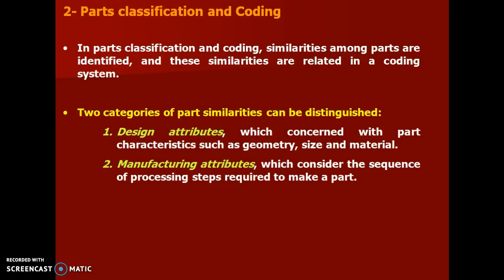So here, similarities among parts are identified and these similarities are related in a coding system. Two categories of part similarities that can be distinguished are the design attributes, which are concerned with part characteristics such as geometry, size, and material. Second is manufacturing attributes, which consider the sequence of processing steps required to make a part.